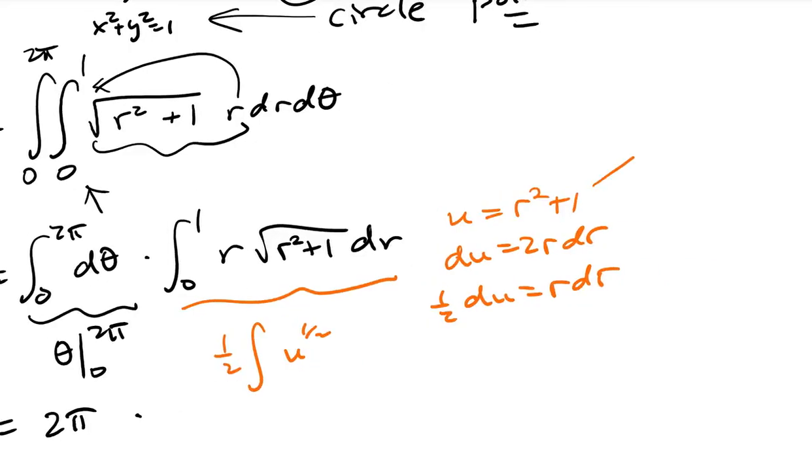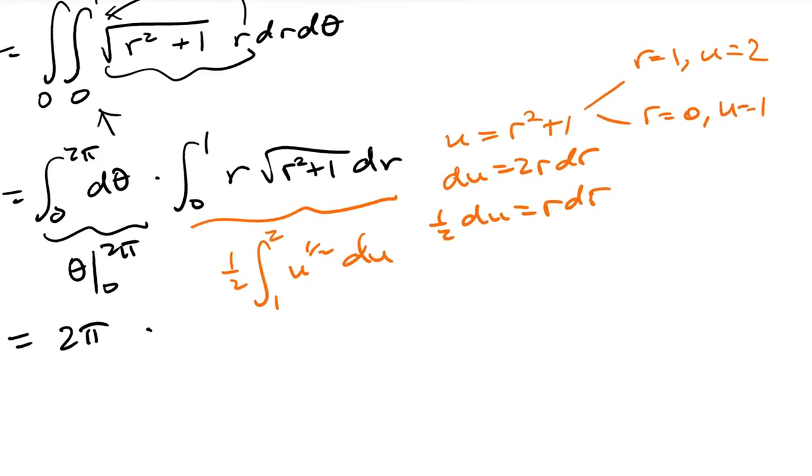When r is 1, u is 2. When r is 0, u is 1. So my u integral goes from 1 to 2. This is du. All right. And so now this is u to the 3/2 divided by 2/3 times 1/2, evaluated from 1 to 2.